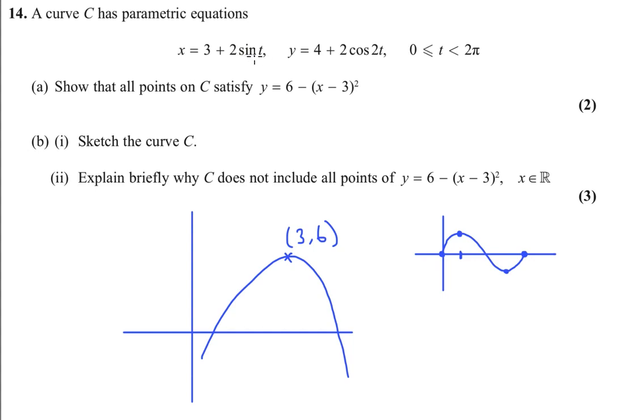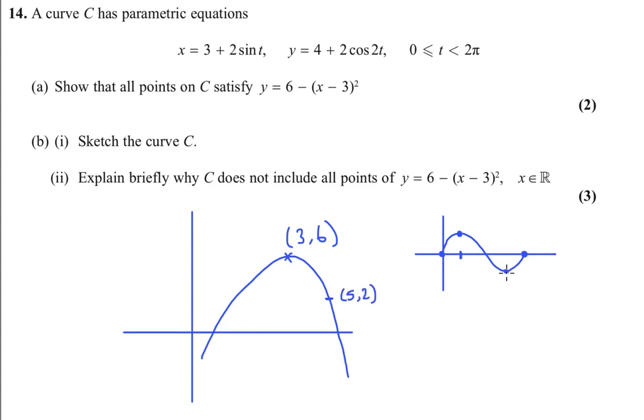The biggest value that sine t can have is 1. So when sine t is equal to 1, x is going to be equal to 5. So if I mark this value here as 5, when x is 5, y is going to be, we can use the Cartesian equation now, 6 minus 2 squared. So 6 minus 2 squared is going to be 2.